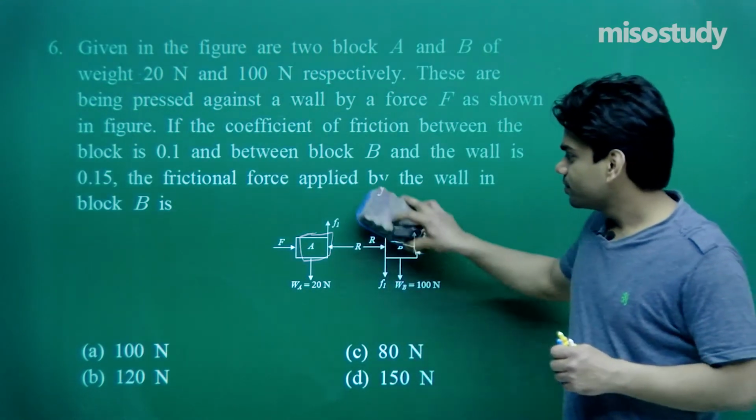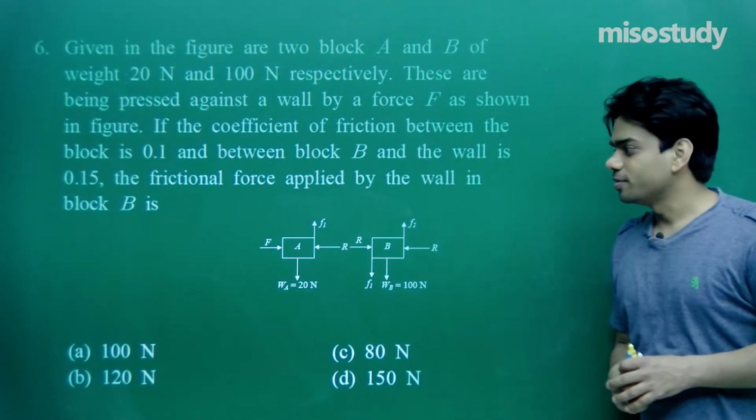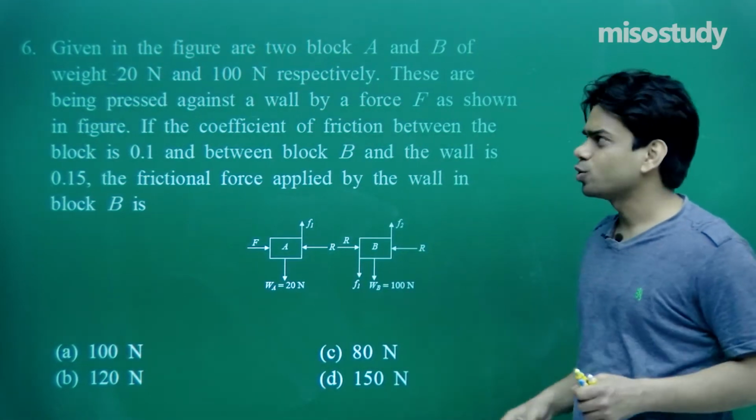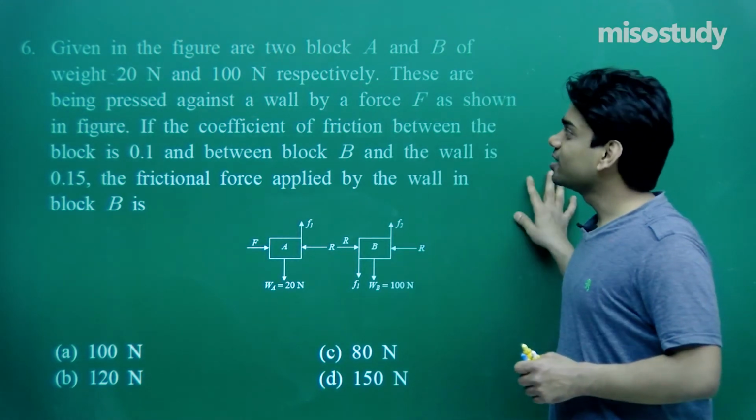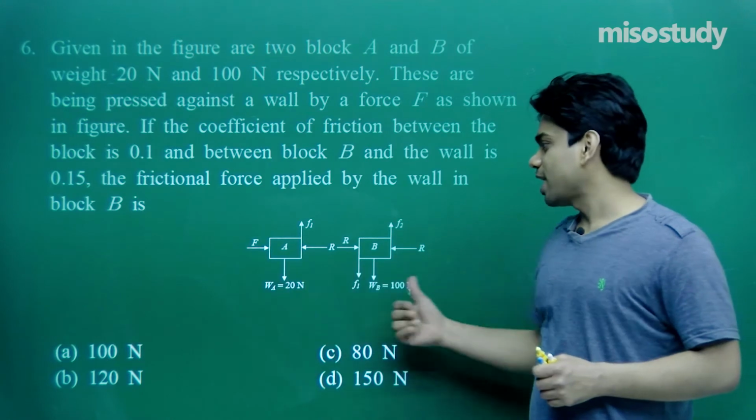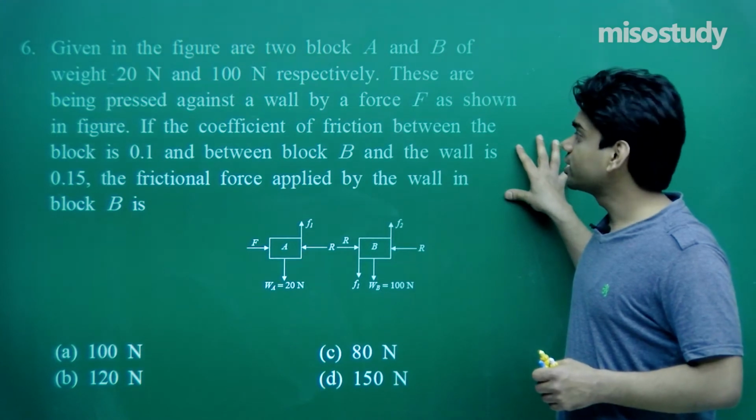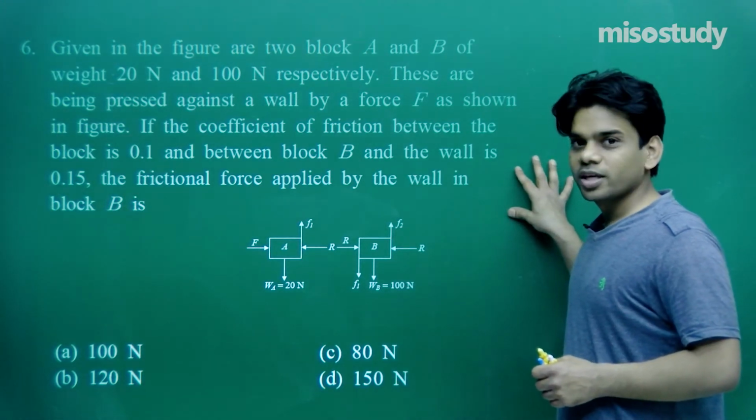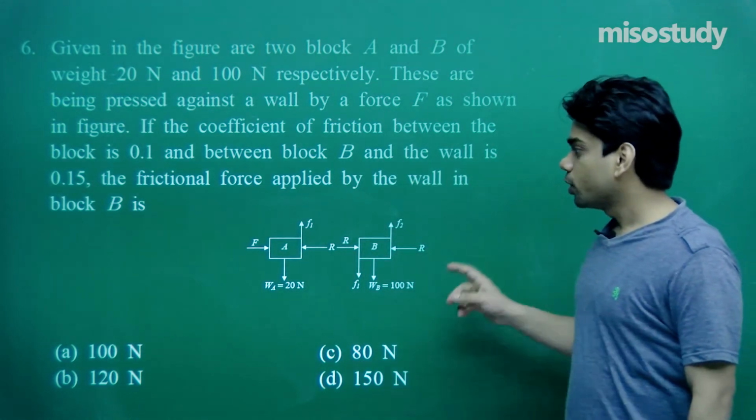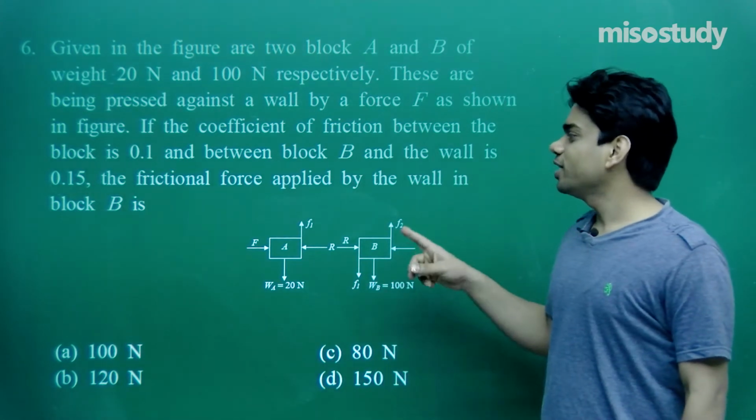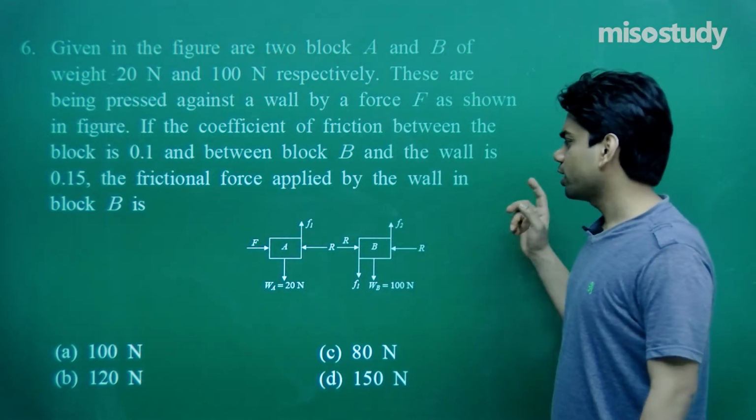Question number 6 that we have: given in the figure are two blocks A and B. I will draw a big diagram also, don't worry. They are of weight 20 Newton and 100 Newton respectively. These are being pressed against a wall by a force capital F, as shown in the figure. If the coefficient of friction between the blocks is 0.1 and between block B and the wall is 0.15, find the frictional force applied by the wall on block B.